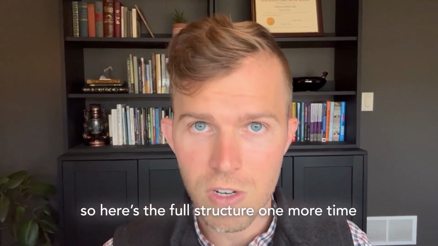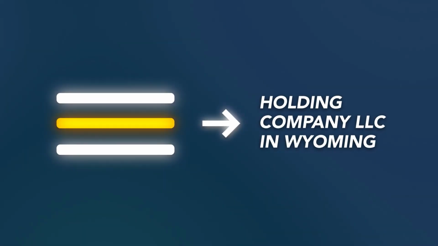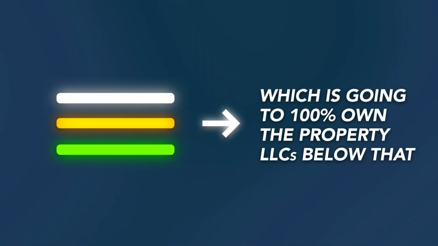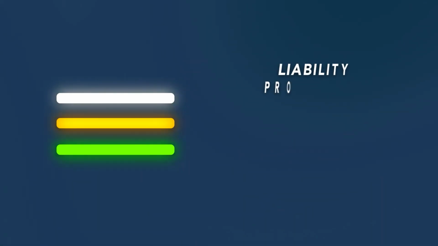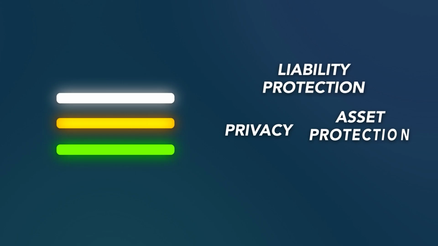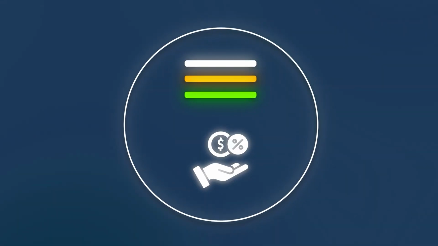So here's the full structure one more time. You are at the top. You have a joint revocable living trust. You have that own a holding company LLC in Wyoming, which is going to 100% own the rental property LLCs below that. Each layer has their own specific purpose: liability protection, privacy, asset protection, and then estate planning, all while keeping your fees as low as possible.